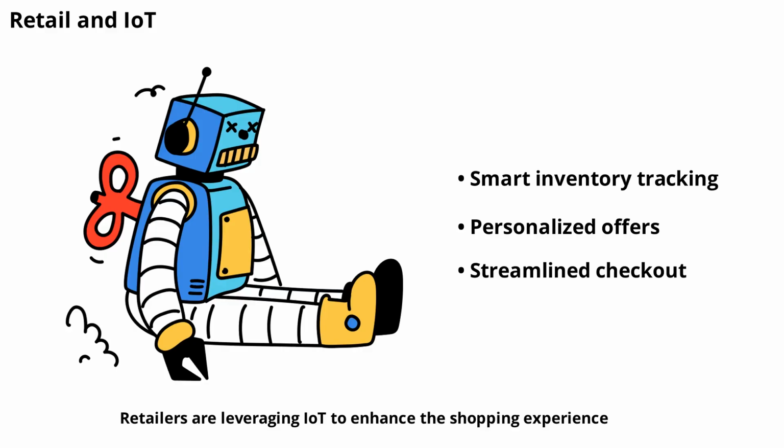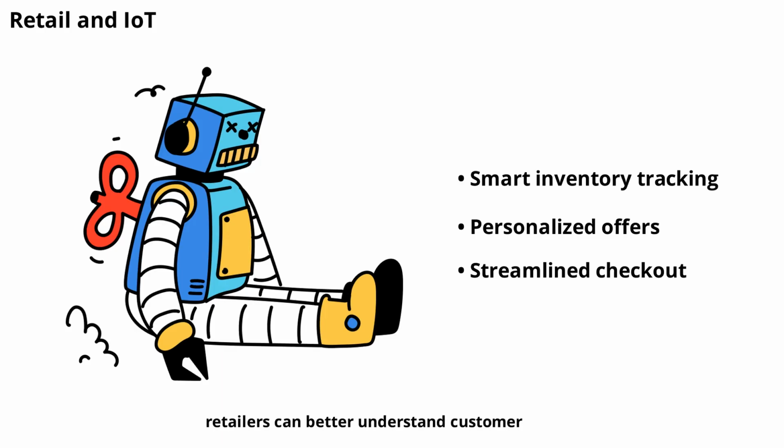Retailers are leveraging IoT to enhance the shopping experience. Smart shelves track inventory in real time, while beacons send personalized offers to shoppers' smartphones. Connected point-of-sale systems streamline checkout and improve customer service. By analyzing data from these devices, retailers can better understand customer preferences and optimize their operations.